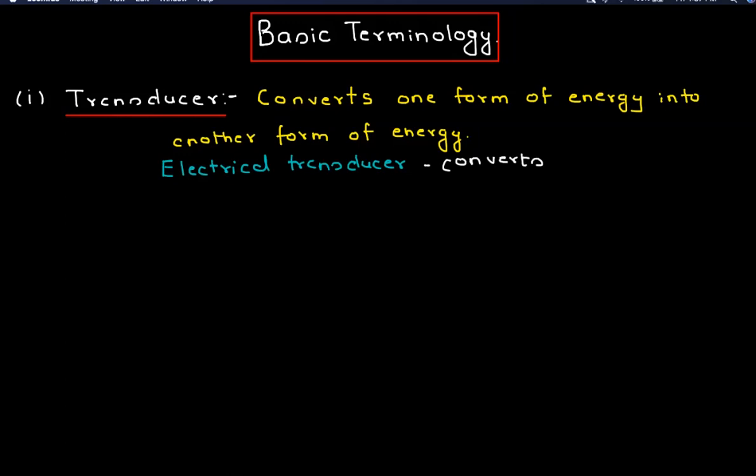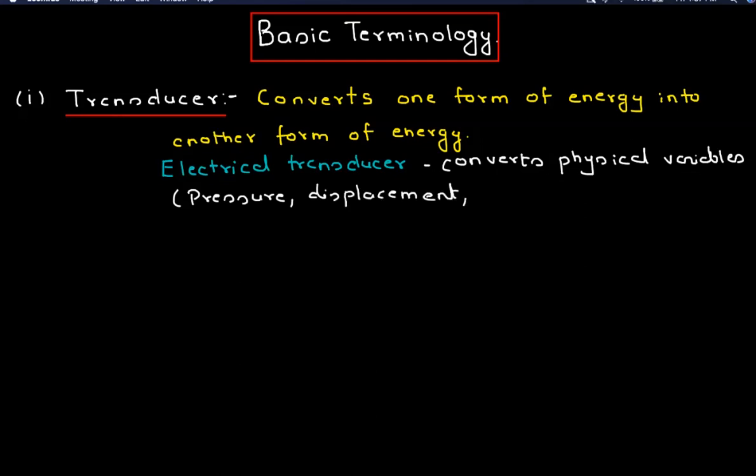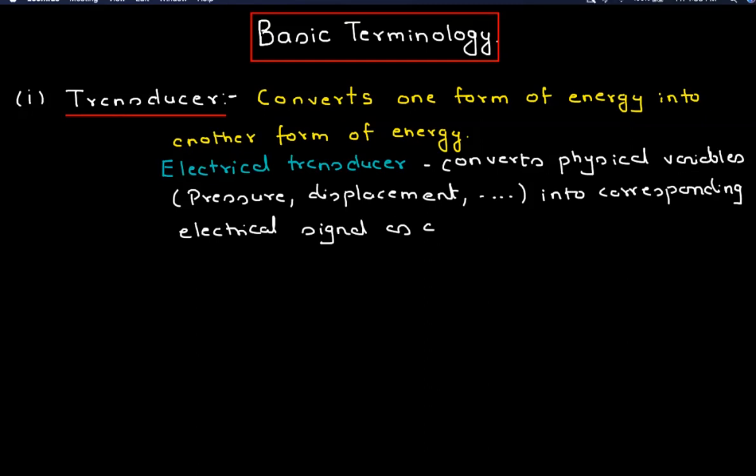It converts physical variables like pressure, displacement, velocity, temperature, whatever it is, into corresponding electrical signal as an output. So basically, it can be used very well as mic.